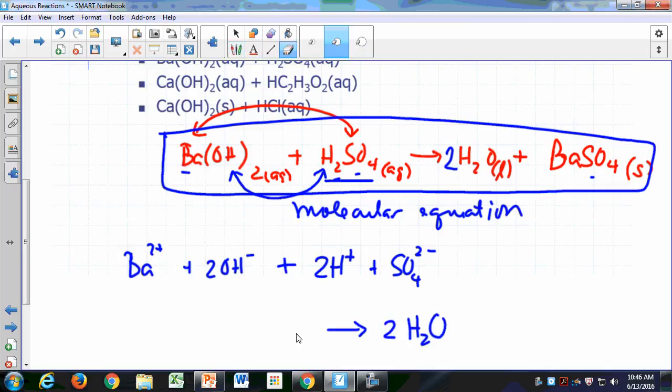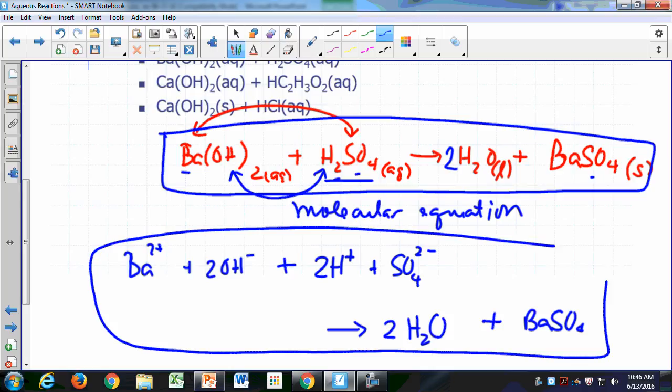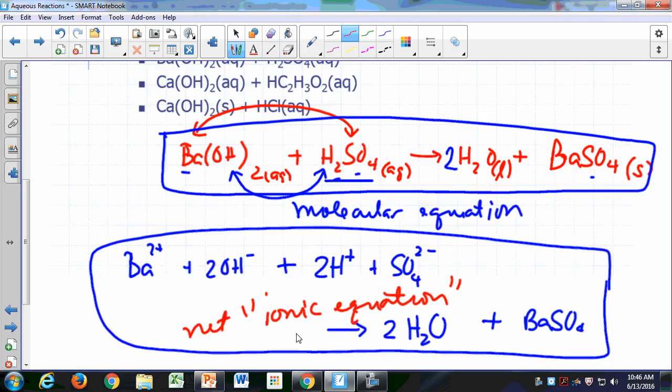Okay, I'm just going to leave out the labels. Plus barium sulfate solid. This is your ionic equation, and that is also your net ionic equation, because there are no spectator ions that you can cancel. Let's take a look at the next one.